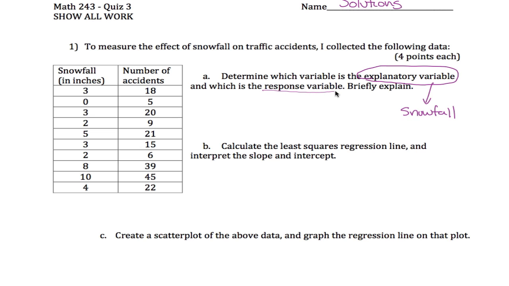And response variable is the number of accidents. And the reason why is because you can imagine snowfall causing accidents, but I don't think you can imagine accidents causing snowfall. So I'll say because snowfall causes accidents.